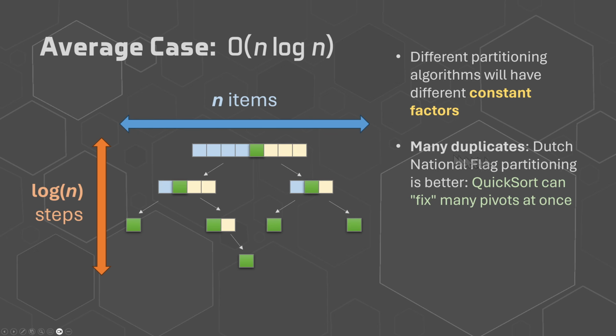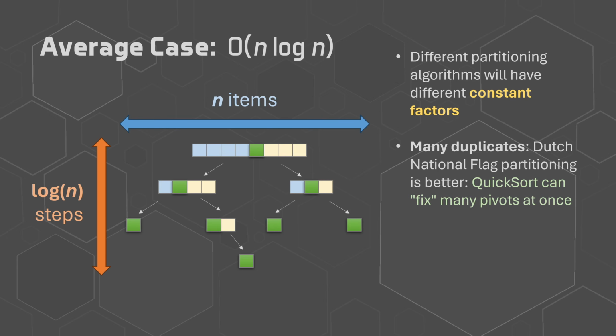If you have many duplicates, then a Dutch national flag partitioning is better, because what it can do is it can fix a whole bunch of pivots at once, like we've seen earlier. You sort of get an optimization there because for every step, you get to ignore many of the elements, and you only need to process fewer elements with each step.